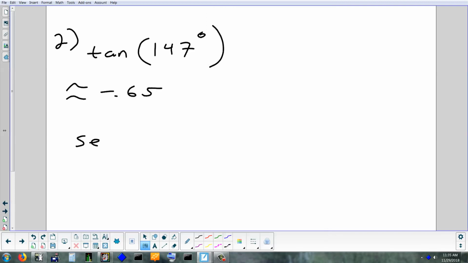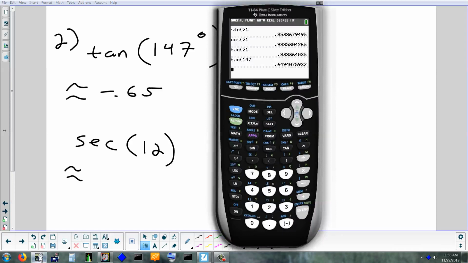Now, what if I asked for the secant of 12? Is that a problem I would do on the unit circle? I was just going to say you should change it to degrees. I should change this number to degrees? Yeah, that's an option. You could change 12 to degrees. What else could you do instead of changing the 12 to degrees? Change my calculator to what?